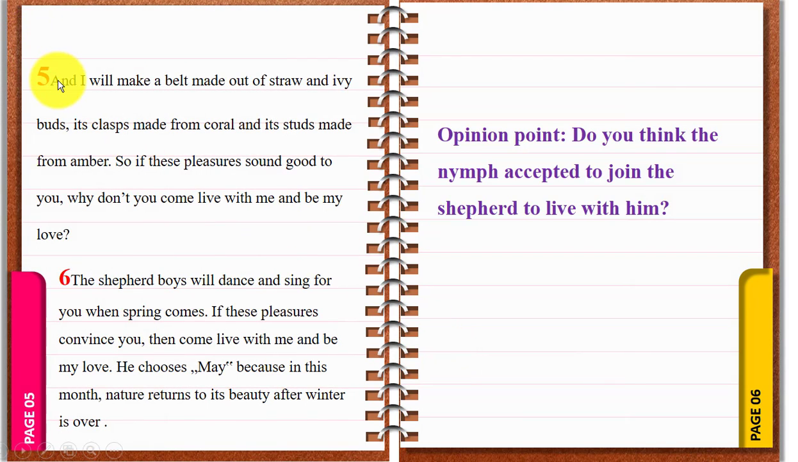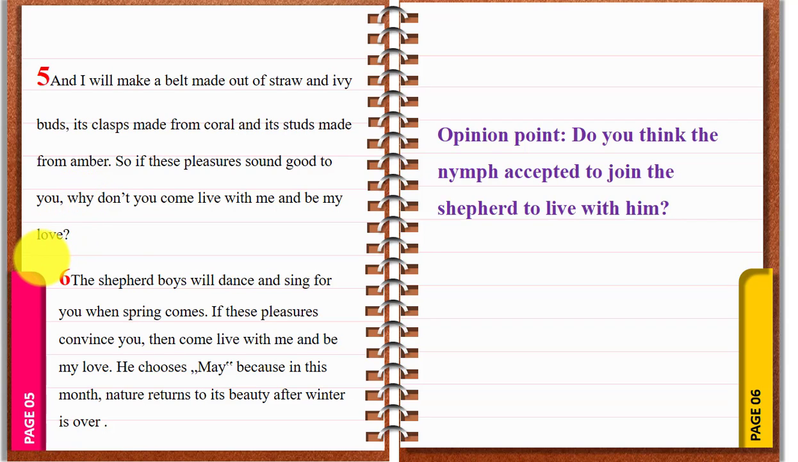In the fifth stanza, he is going to make her a belt that is made of straw and the ivy buds, and the clasps of these belts will be made of corals, and the studs will be made of amber. So he ends this stanza with that if the things that I've offered you sound good, please come and live with me.